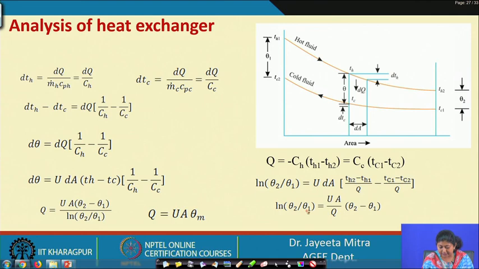ln theta 2 by theta 1 equals U A by Q times theta 2 minus theta 1. So, Q will be U A times theta 2 minus theta 1 by ln of theta 2 by theta 1. So, Q is equal to U A theta m, where theta m is the log mean temperature difference. However, here as mentioned, theta 1 will be the difference of Th1 and Tc2, not Th1 and Tc1. Okay, and theta 2 will be the difference between Th2 and Tc1, because it is a counter flow problem.